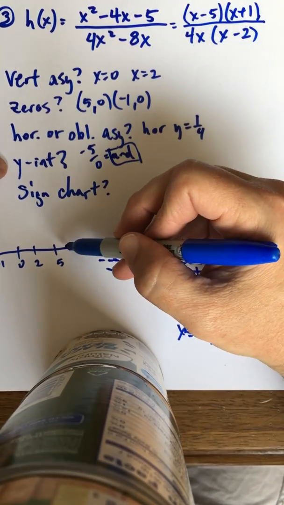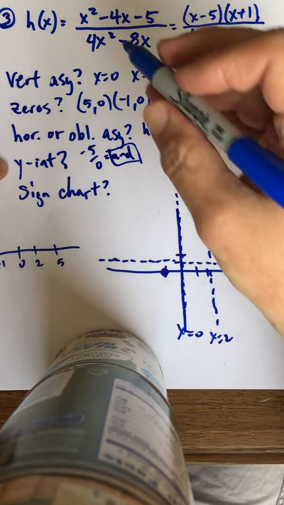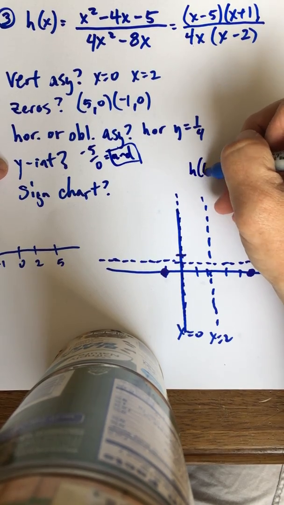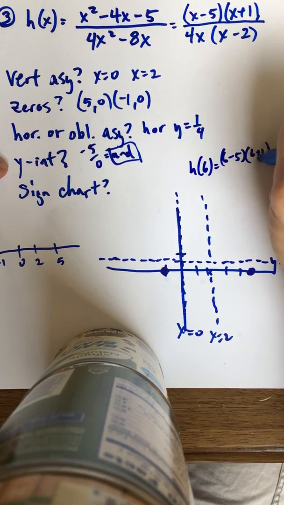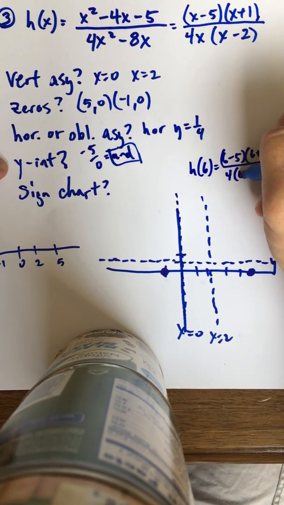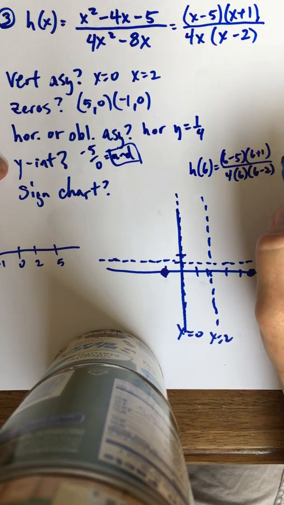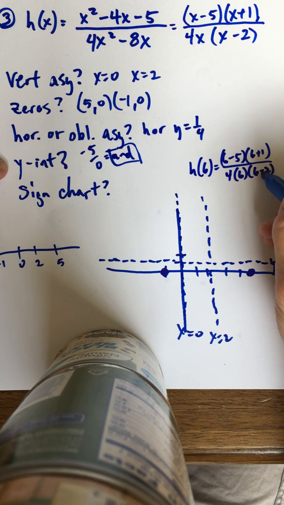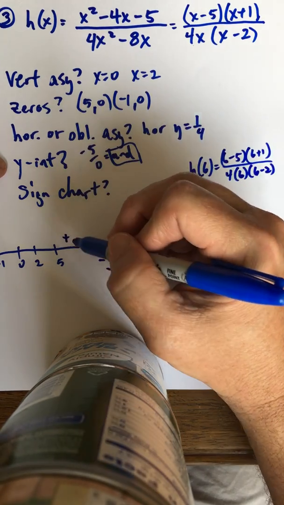If you pick a number, let's say to the right of 5, something bigger than 5, like 6, and plug it in. It's always easier to plug it into the factored form, so let's do h of 6. That'd be 6 minus 5, 6 plus 1, 4 times 6 there, and then 6 minus 2. Just looking for the signs. That's a positive, that's a positive, that's a positive. Everything here is being multiplied together. That's all positives. That means everything over here is positives.